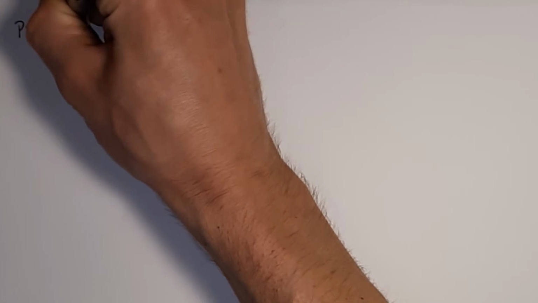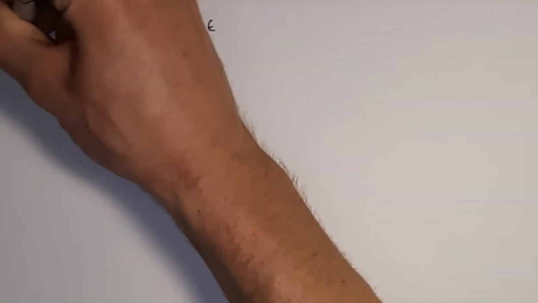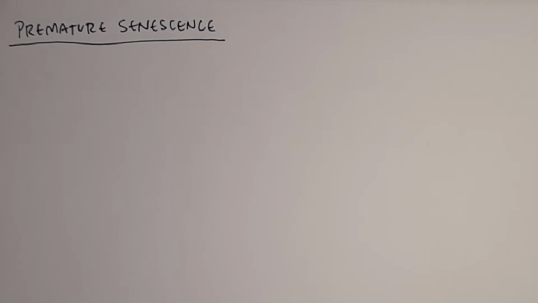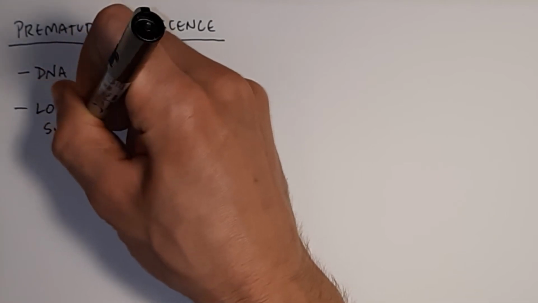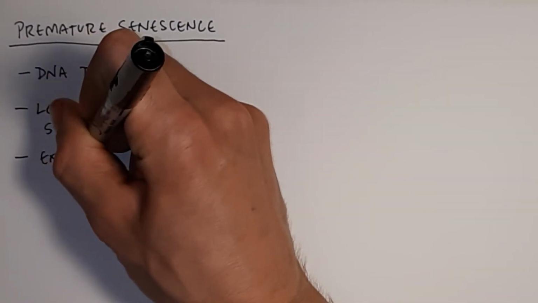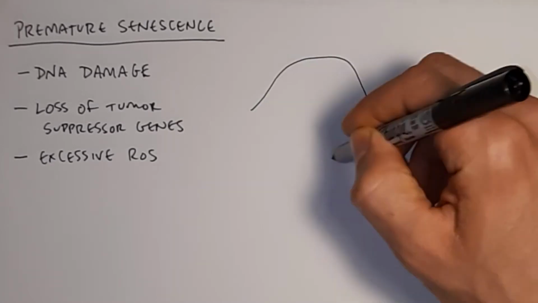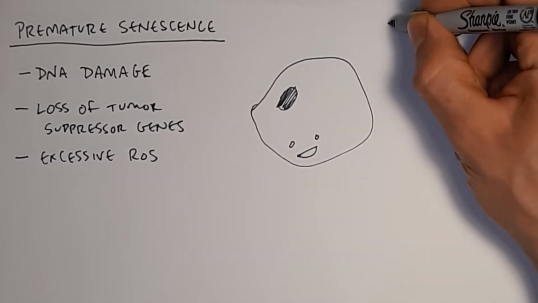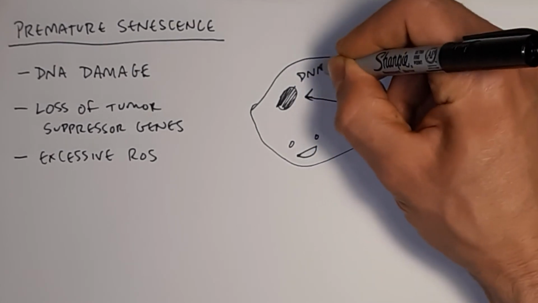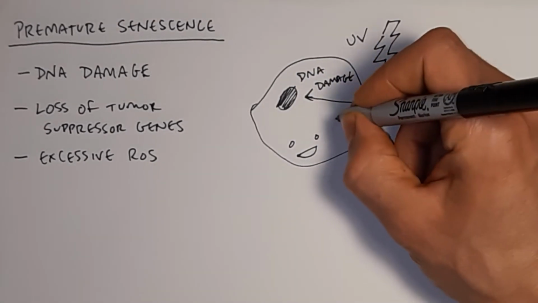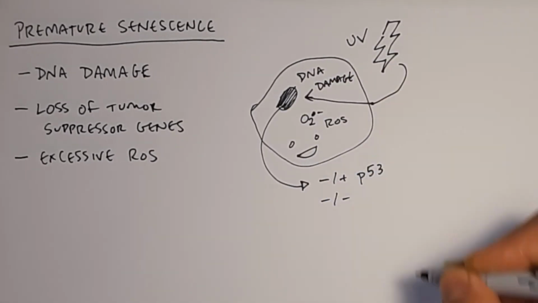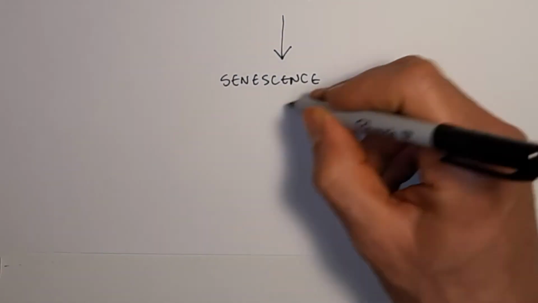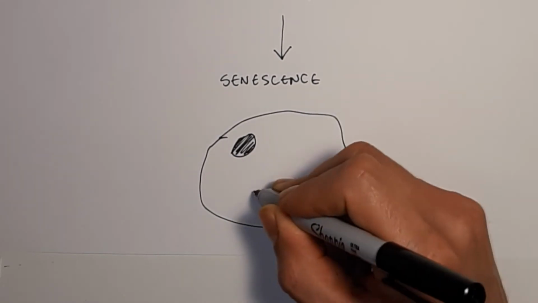Premature senescence is caused through a variety of exogenous stressors. DNA damage, tumor suppressor gene loss, and exposure to excessive reactive oxygen species all play a role in pushing cells into senescence. Whether senescence is caused through exogenous or endogenous stressor, the result is the same.